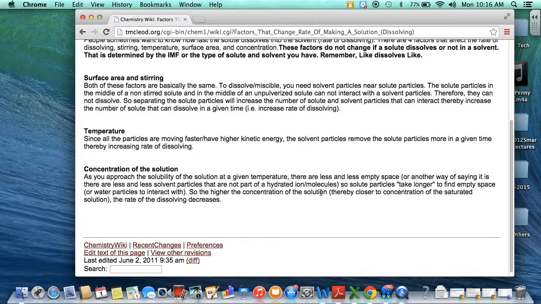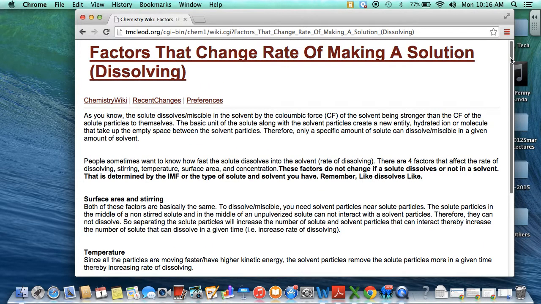Okay, and those are the four characteristics or factors that affect the rate of dissolving, and it's all about solvent particles and empty spaces, as all solutions are.